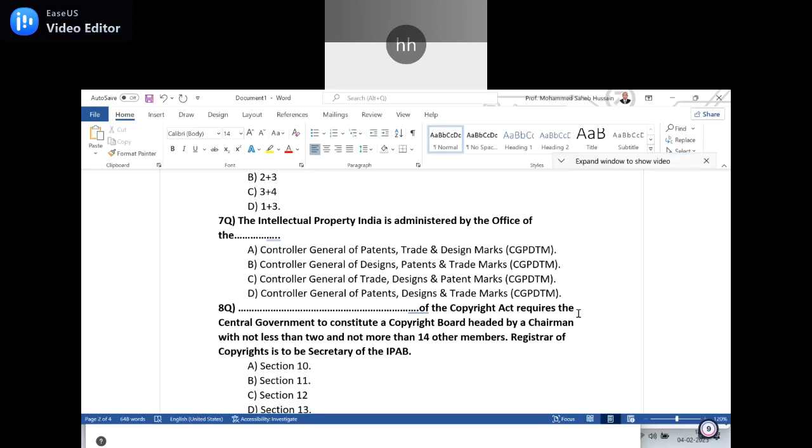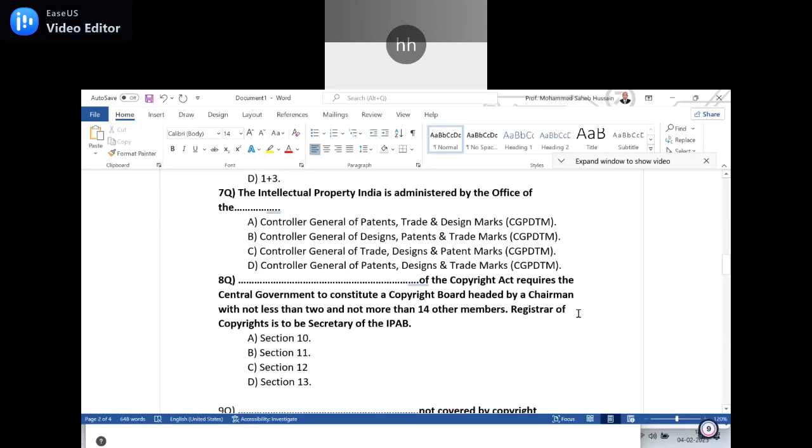a chairman with not less than 2 and not more than 14 members. A Registrar of Copyrights is to be secretary of the IPAB. Which section says? Option A, Section 10; option B, Section 11; option C, Section 12; option D, Section 13. Option B, sir. 11. Option B, 11 is the right answer.